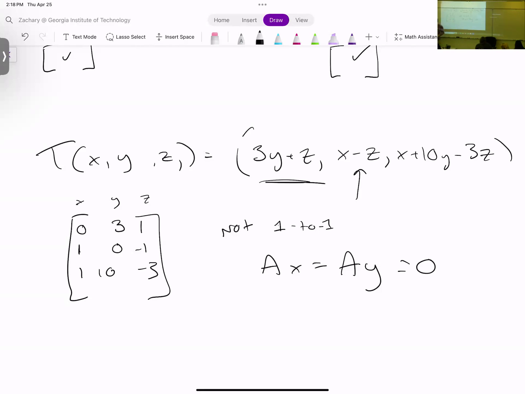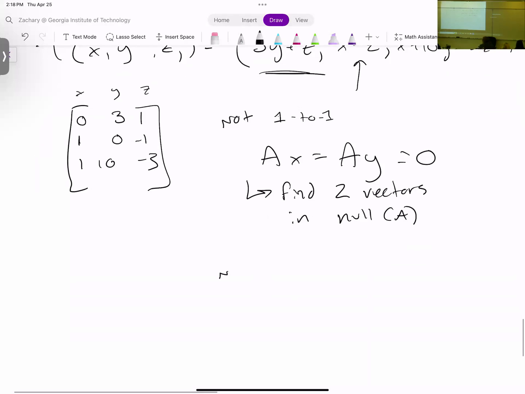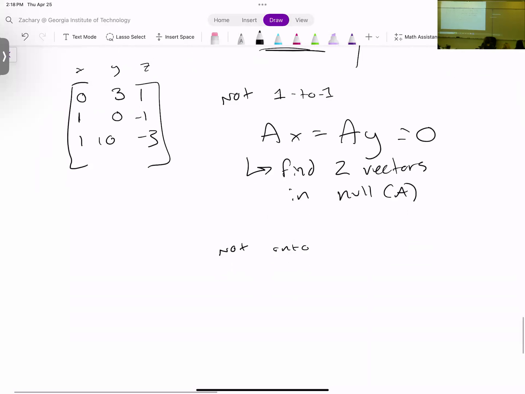So, not 1-to-1 is just saying find 2 vectors in null of A. Not impossible, not hard. You guys know how to do a null space. You've been doing this since like week 4, right? For not onto, it's a bit of a headache, but not impossible.